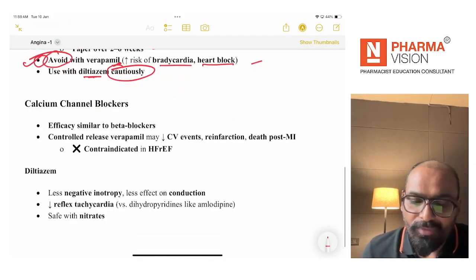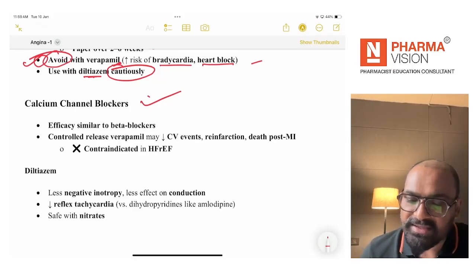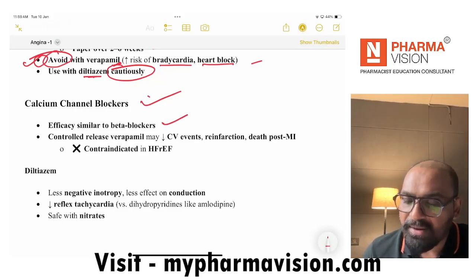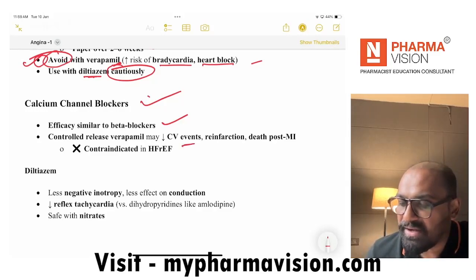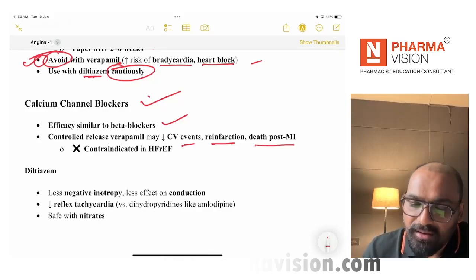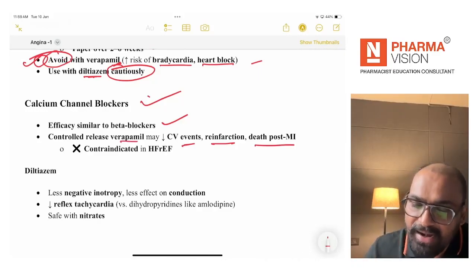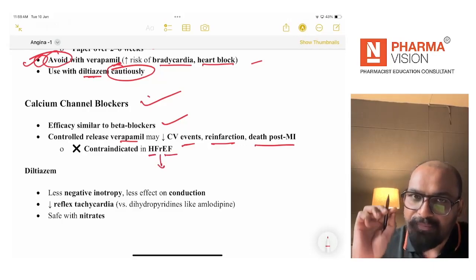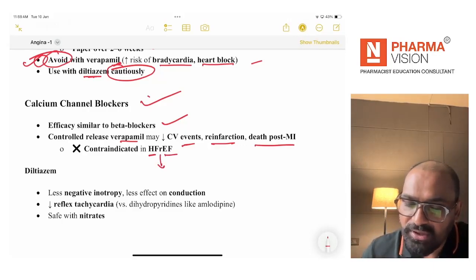Okay, so the second medication is the calcium channel blocker, with efficacy similar to the beta blockers. Controlled release verapamil may decrease cardiovascular events, reinfarction and death, but verapamil is not recommended in heart failure with reduced ejection fraction. In a reduced ejection fraction patient, we must not give verapamil.